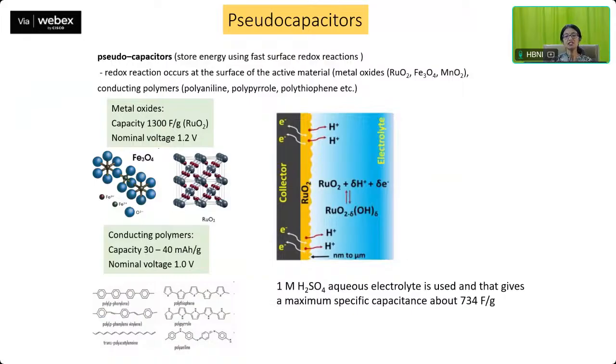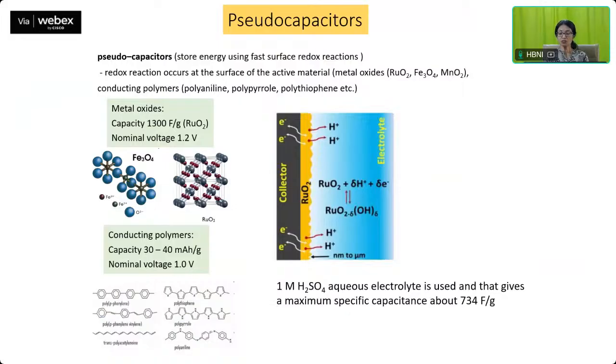So pseudocapacitors store energy using fast surface redox reactions. Redox reactions occur at the surface of the active material. As I said, it can be metal oxides: ruthenium oxide, ferric oxide, manganese oxide. And you can also have conducting polymers like polyaniline, polypyrrole, polythiophene, etc. In metal oxides, the capacity is going to be around 1300 farads per gram in case of ruthenium oxide with a nominal voltage of 1.2 volt. Whereas in case of conducting polymers, the capacity is around 30 to 40 milliampere hour per gram and the nominal voltage is around 1 volt.